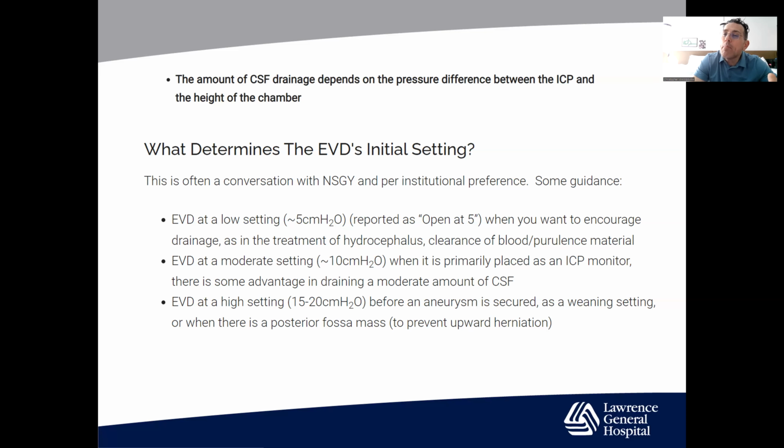Or perhaps in a posterior fossa mass. And this is an interesting concept to understand, where with the cerebellum and the posterior fossa here, if we were to drain and decrease the pressure in the higher portion of the brain, then we can cause a herniation upwards, and that's what we want to avoid.